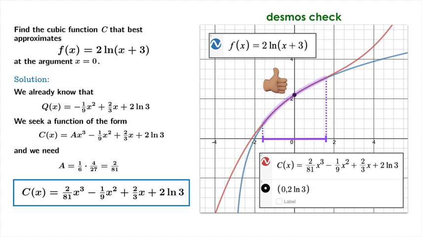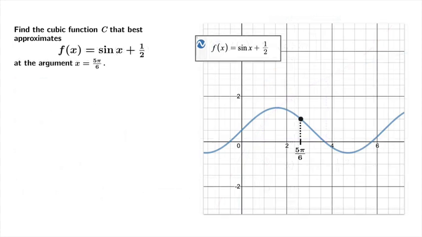Okay. Now let's switch gears. So what we're going to do next is find another cubic approximation. We're going to switch up our function, and we're going to find this approximation at an argument other than 0. So our function is going to be sine x plus a half. And we're going to try to approximate this function with a cubic polynomial at the argument 5 pi over 6.